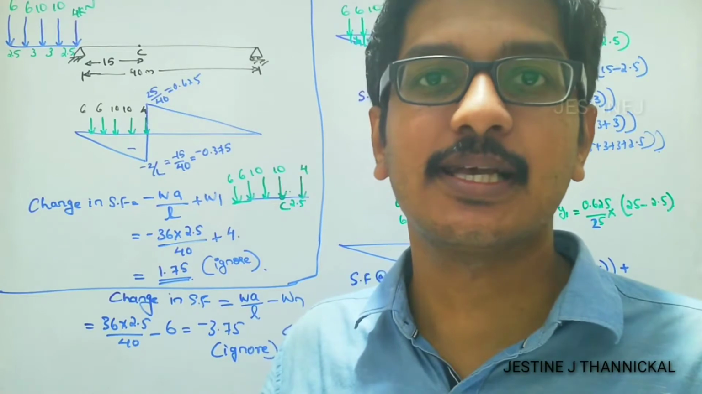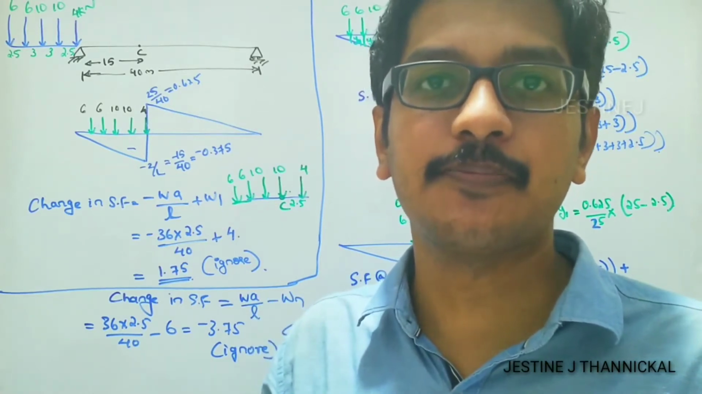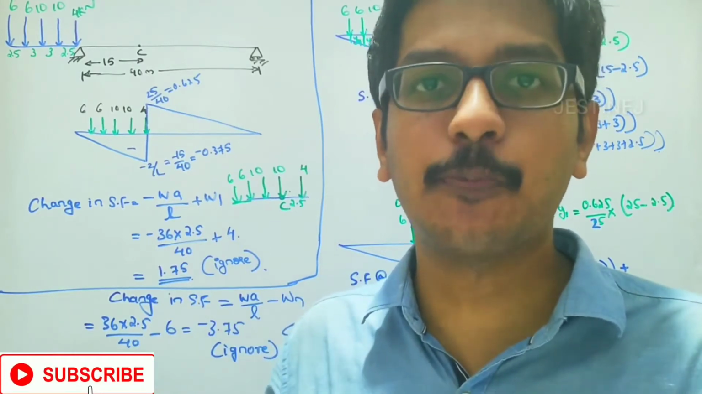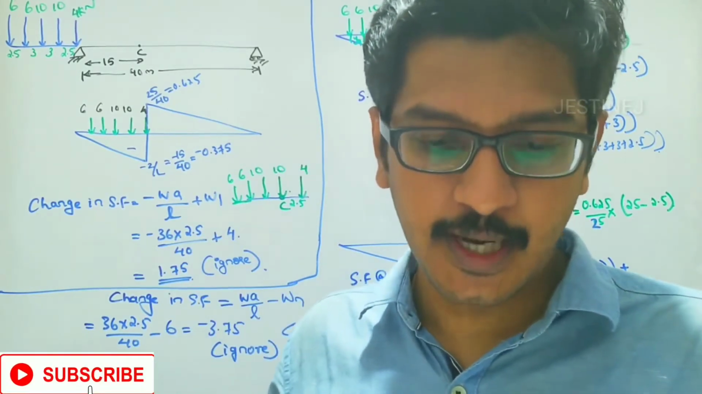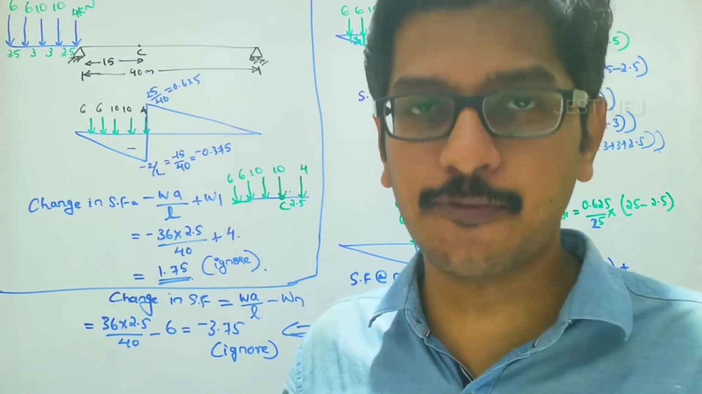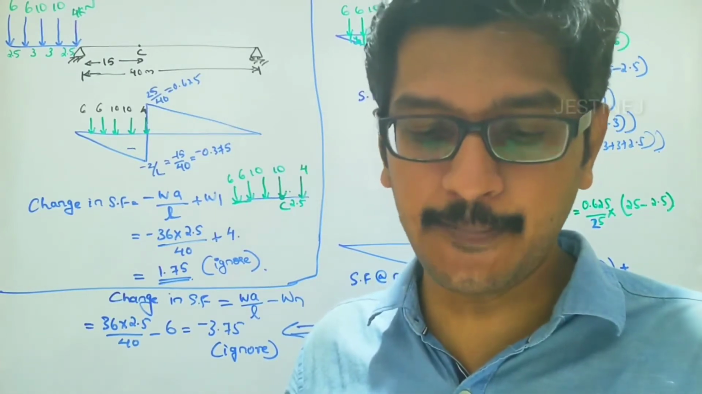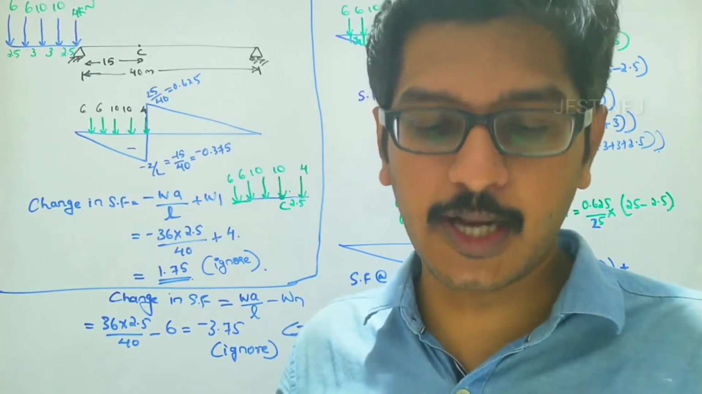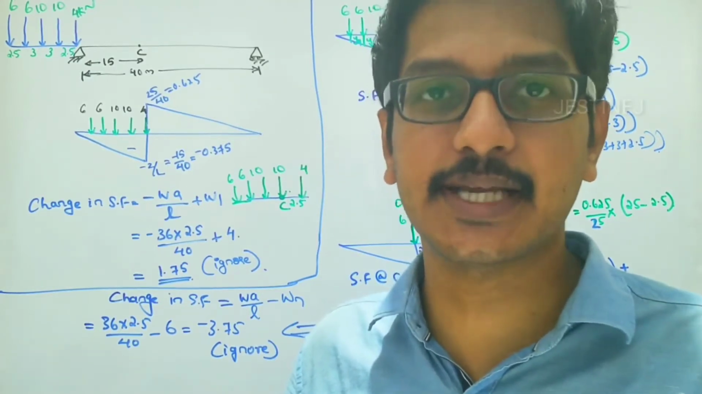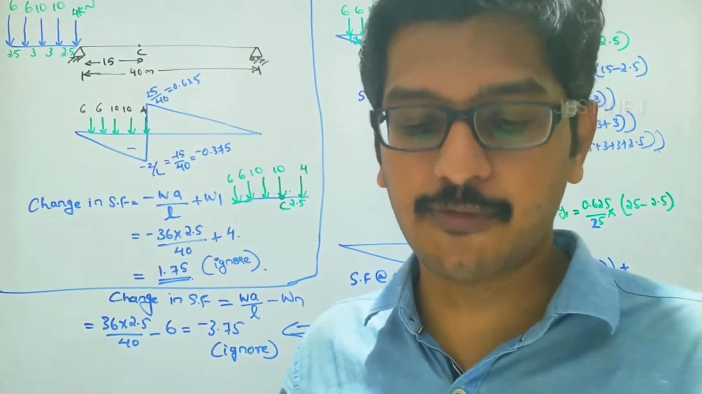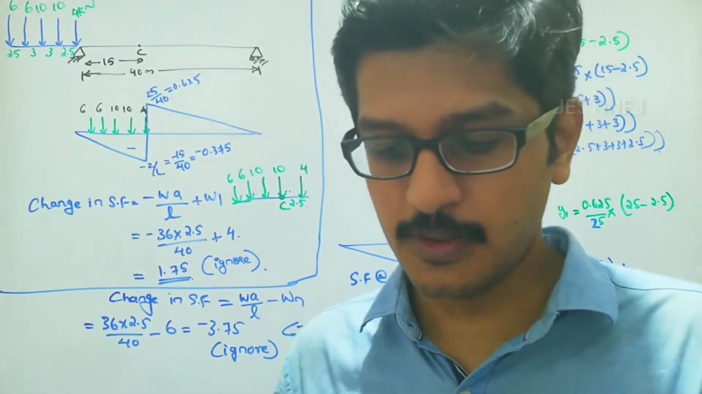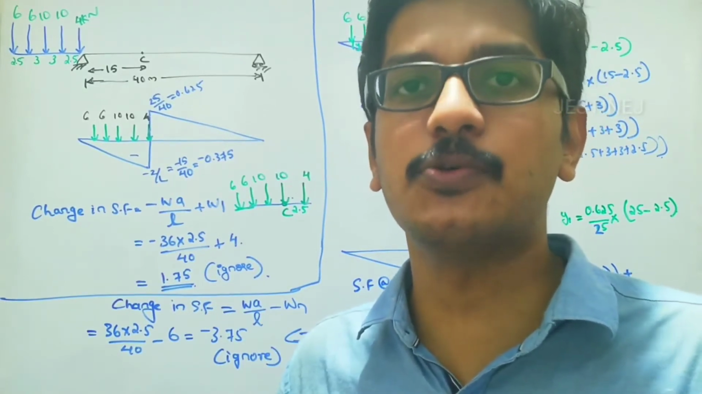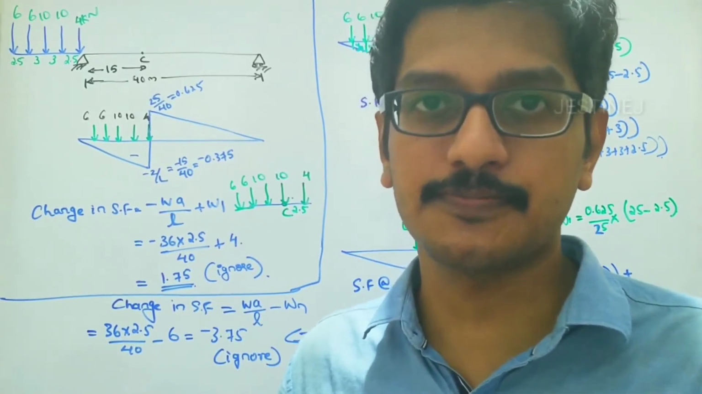Today we will discuss a problem related to a train of concentrated loads traveling across a beam. So please note down the question. A train of loads shown in the figure is crossing a simply supported beam of span 40 meters. Calculate the maximum shear force at a section 15 meters from the left support. Those who didn't watch the previous lecture, please go and watch the video lecture.